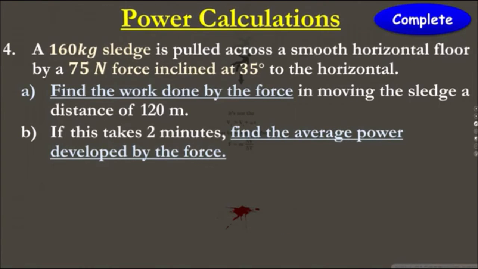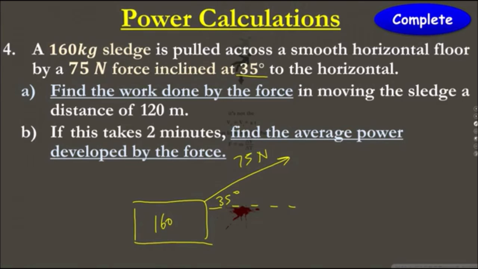Then question 4, we have a 160 kg sledge. So a little sledge like so. A force is applied onto it, inclined at 35 degrees. So we have a force of 75 newtons at an angle of 35 degrees, like so. Find the work done by the force in moving the sledge for a distance of 120 meters. So the assumption would be the displacement we have here is 120. Find the work done by the force. Okay.